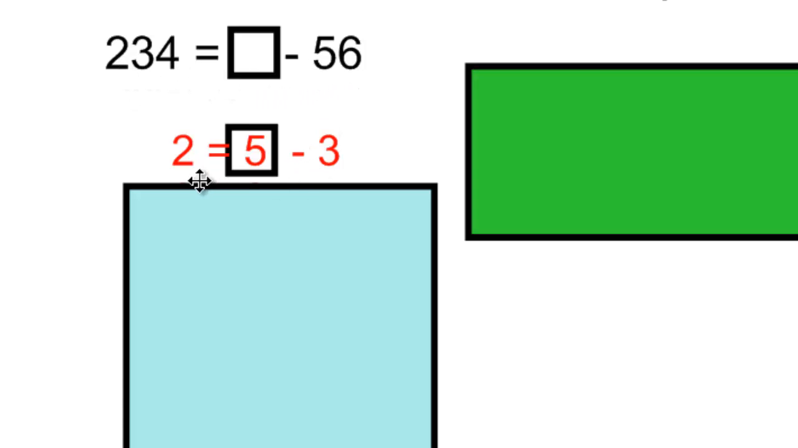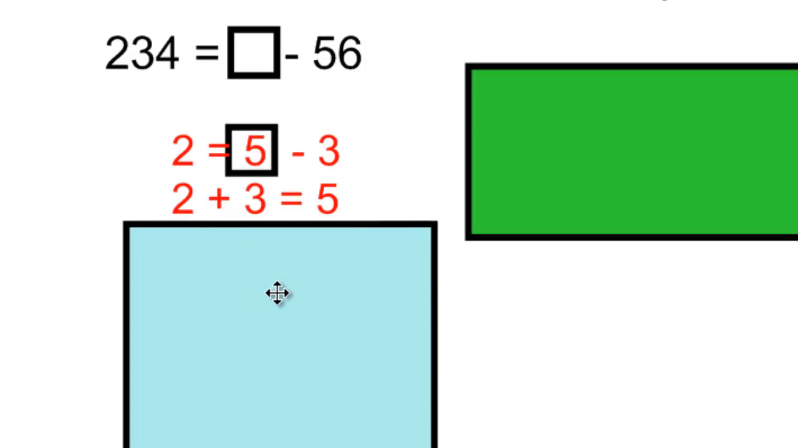If I substitute these numbers, 2 equals something, which will be 5, minus 3. So now I ask myself, I need to know what the 5 is. How can I use 2 and 3 to get 5? Well, I have to add them. So that's what I do. 2 plus 3 equals 5.